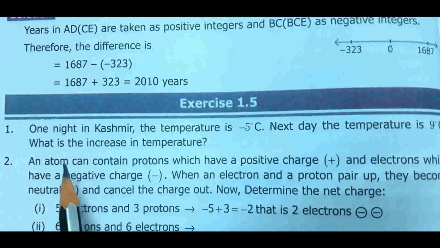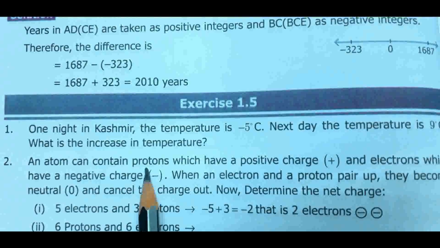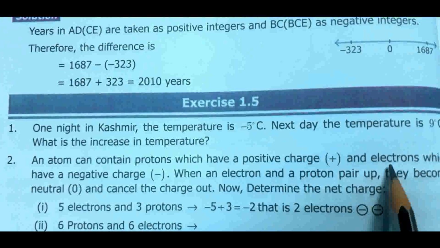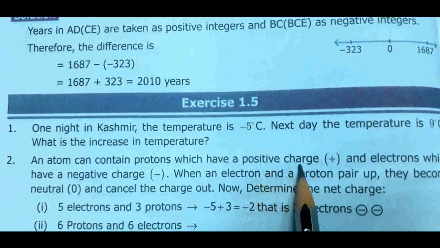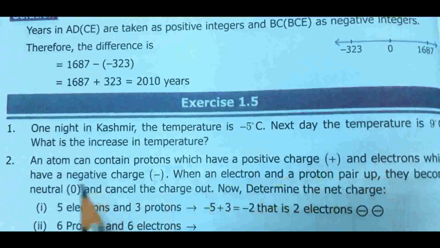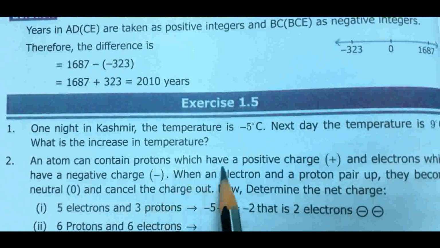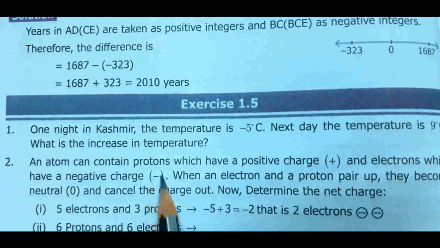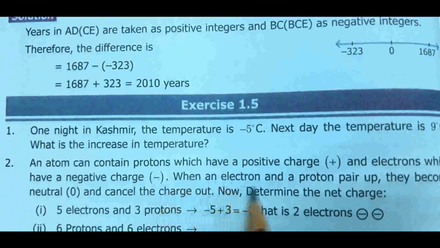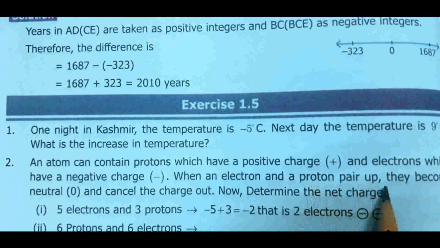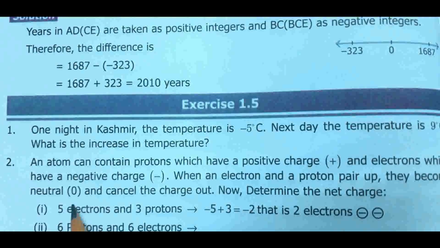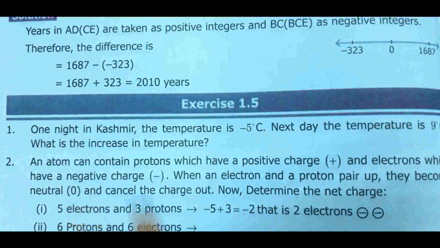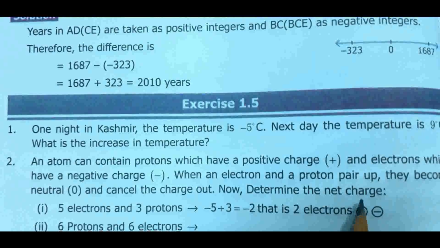Normally in an atom we have protons as well as electrons. Protons are called positive charge and electrons are called negative charge. Protons are represented by plus and electrons are represented by minus. When an electron and a proton are paired up, they become neutral. Neutral means 0. Now we are going to determine the net charge.